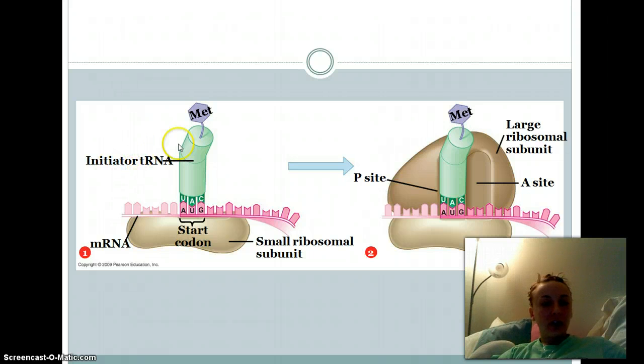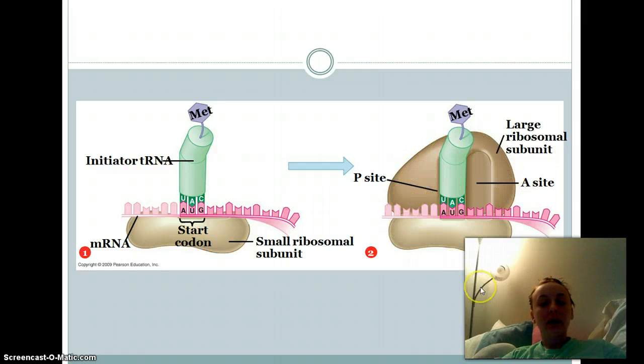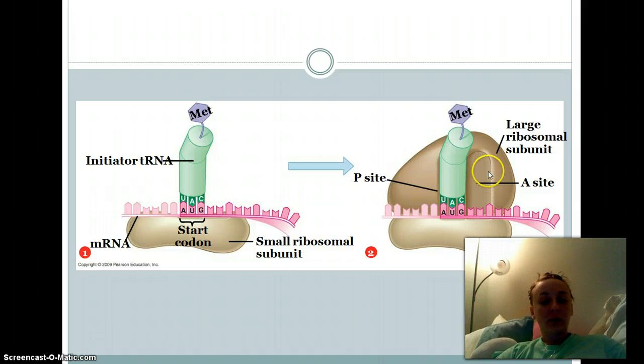So our initiator, it's always MET. The amino acid MET is always what starts. So it's attached to our tRNA with a little hydrogen bond. Our anticodon and our start codon from the mRNA match up. Then my larger ribosomal subunit will come in, come on top, and then translation can occur. Now the P site is where that growing amino acid sequence is going to take place. That A site is where a new tRNA molecule is going to come in with another amino acid.